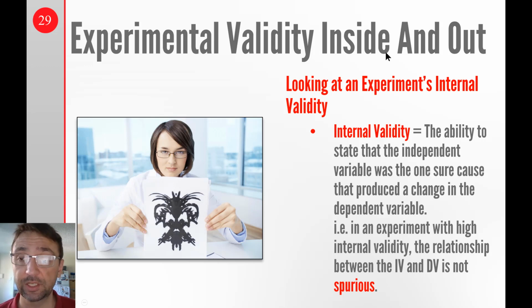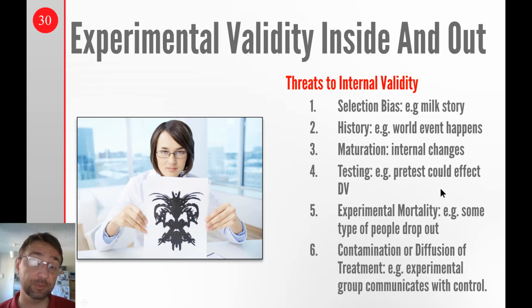So what does it say here is the definition? The ability to state the independent variable was the one sure cause of the dependent variable. If it's not, then there's some spurious example. So these are some examples of threats to internal validity and some interesting stories. The main one is selection bias, which means that you thought you would divide them into two even, similar groups, but actually there was some sort of selection into one group and not the other.